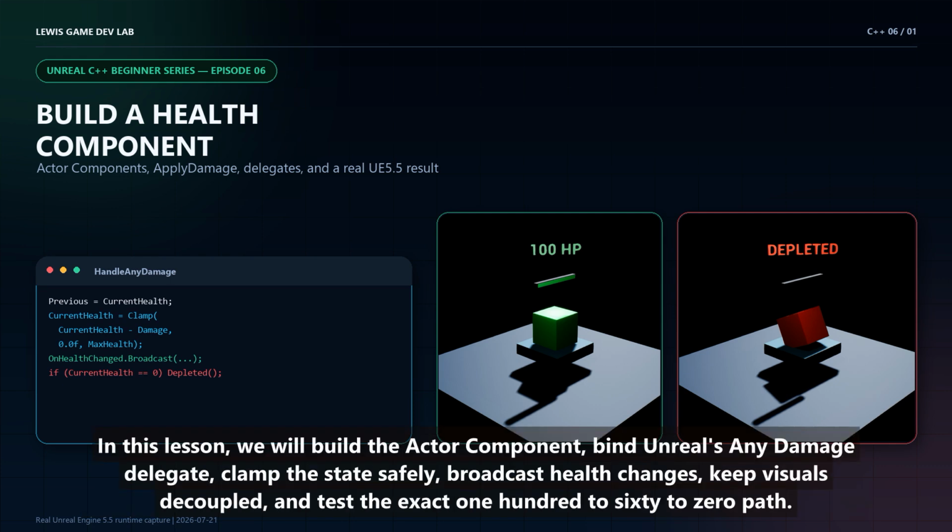In this lesson, we will build the actor component, bind Unreal's AnyDamage delegate, clamp the state safely, broadcast health changes, keep visuals decoupled, and test the exact 100 to 60 to 0 path.